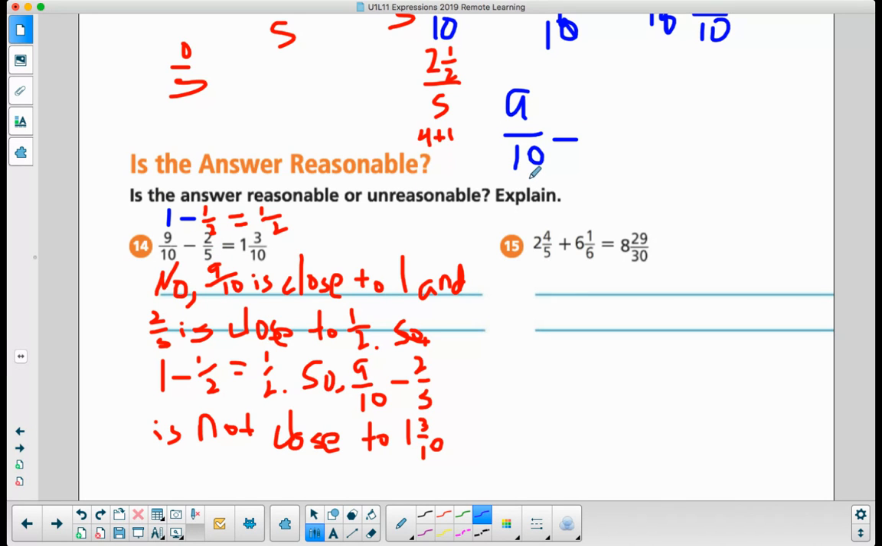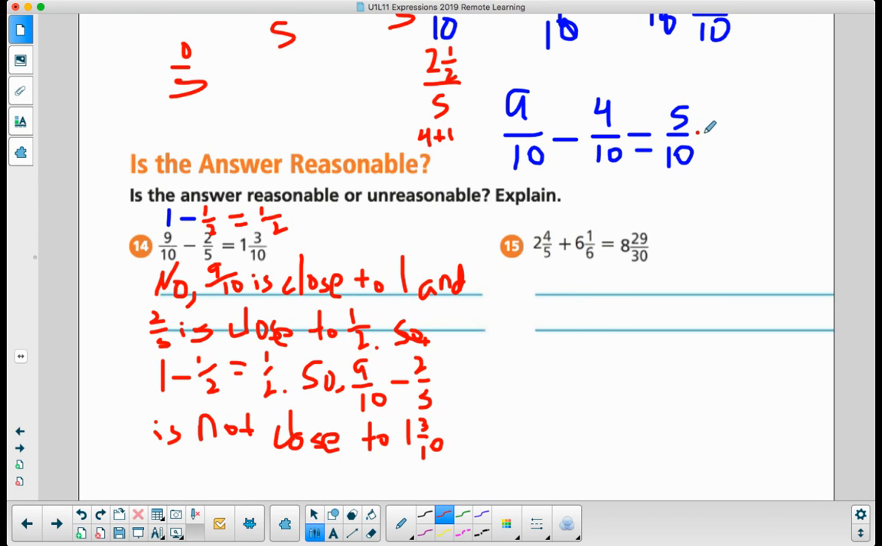What multiplied by 5 is 10? 2. So 2/2 is a whole. 2 multiplied by 2 would be 4/10. 9 subtract 4 is 5/10. Oh my gosh. Look at that. 5/10 is a half. So it actually is a half. Just like our estimate.